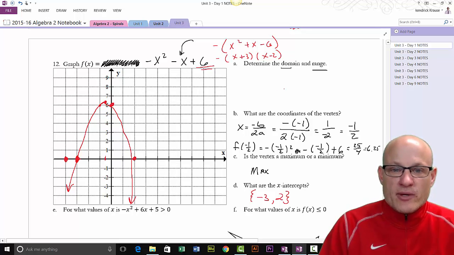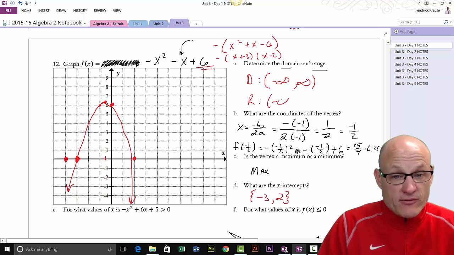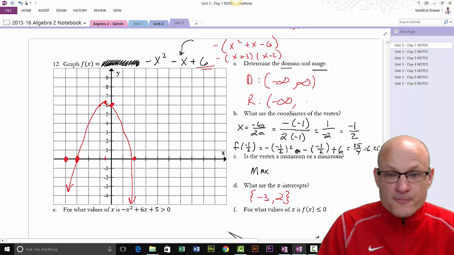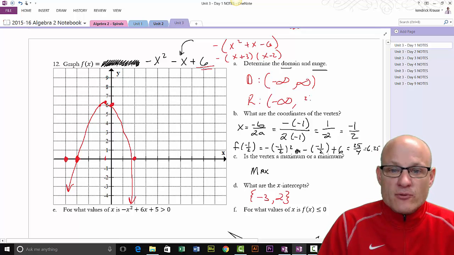All right, so let's keep going. The domain is negative infinity to positive infinity, and the range is from negative infinity up to 25 over 4, or 6.25. I hate decimals.